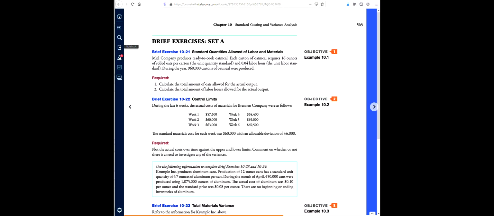Okay, so we've talked a little bit about the separation of variances into price and rate variances for direct materials and direct labor, and also efficiency and usage variances for direct materials and direct labor as well.